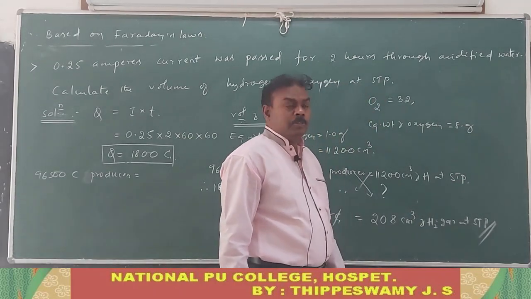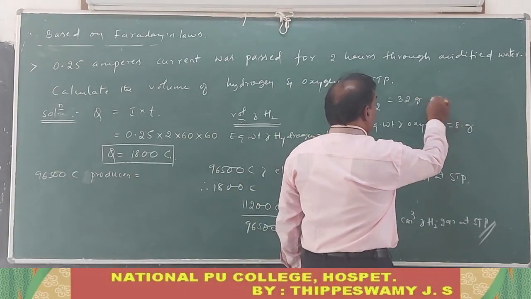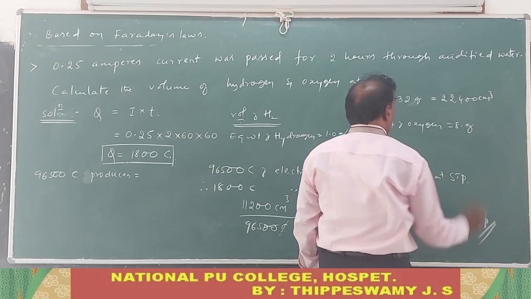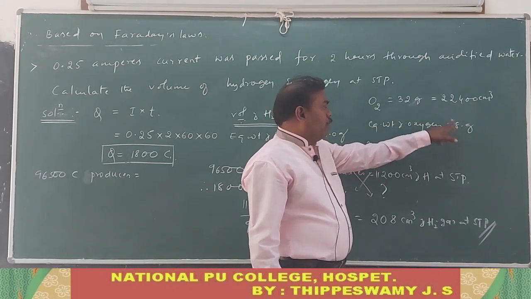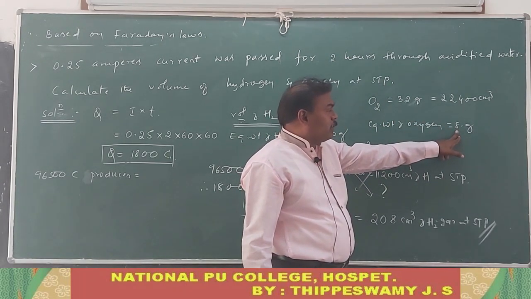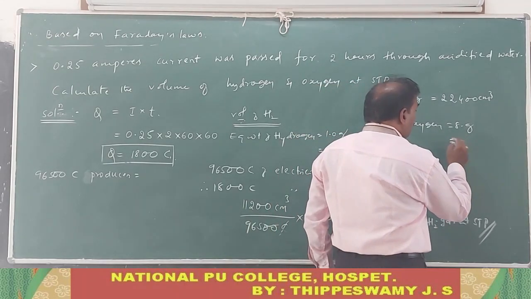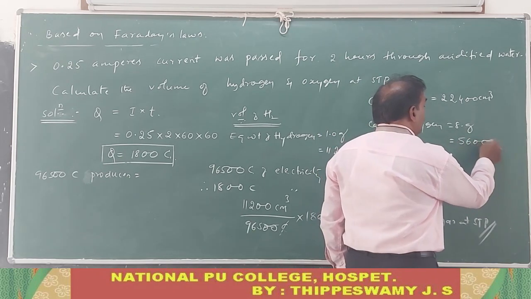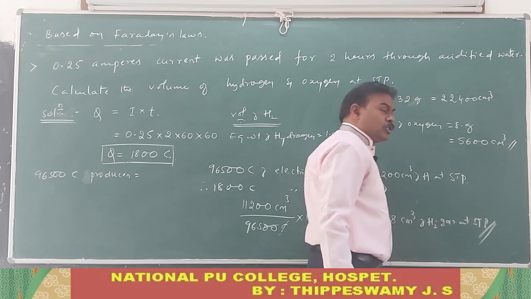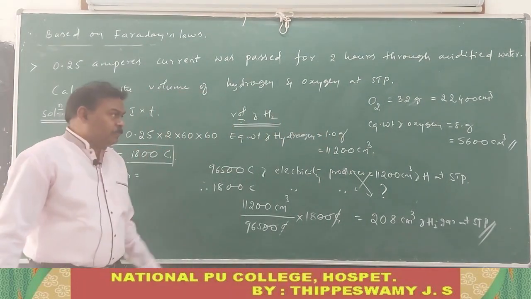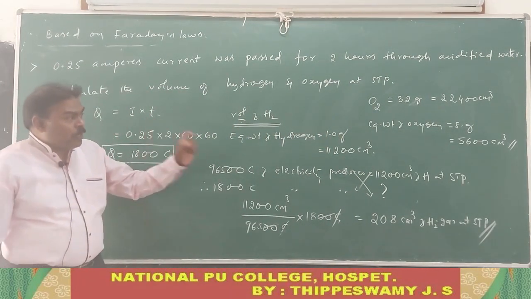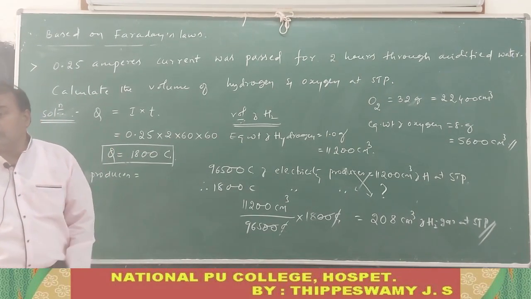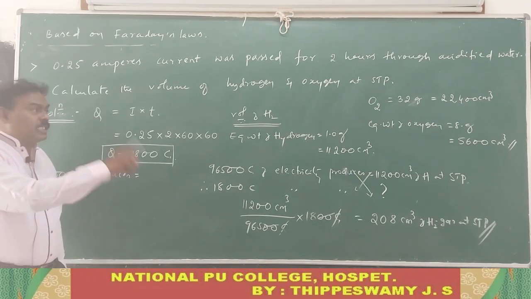Now 32 gram of oxygen occupies 22,400 cm cube of oxygen gas at STP. What is the volume occupied by 8 gram of oxygen at STP? The volume of oxygen produced by 8 gram of oxygen is 5600 cm cube only. This is what we should know. What is the equivalent weight of oxygen? 8 gram. What is the volume occupied by 1 equivalent weight of oxygen? 5600 cm cube. This is very important.